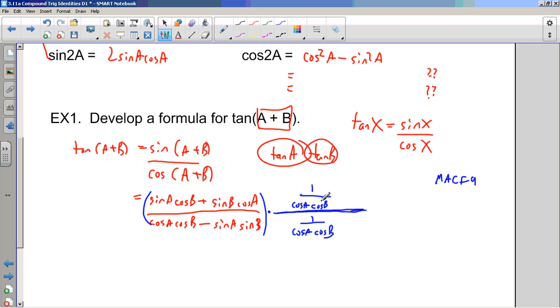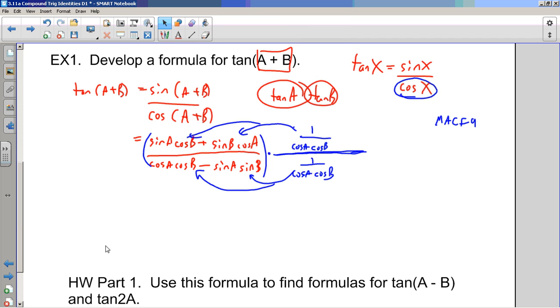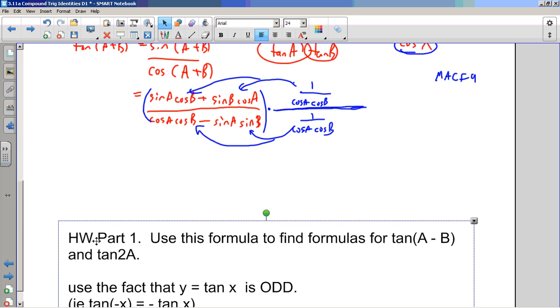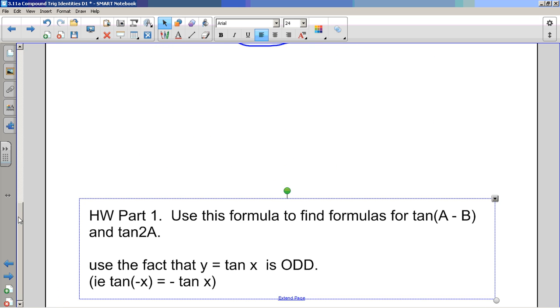Or why does that sound like a good thing, even though I wouldn't have thought about it? Well, it's nice to have cosines on the bottom, right? When I have cosines on the bottom, that's where I get tangents from. And so what I'm going to do is multiply through these brackets, and I'll show you what I mean here in a second. I'm going to have to get myself some more room.